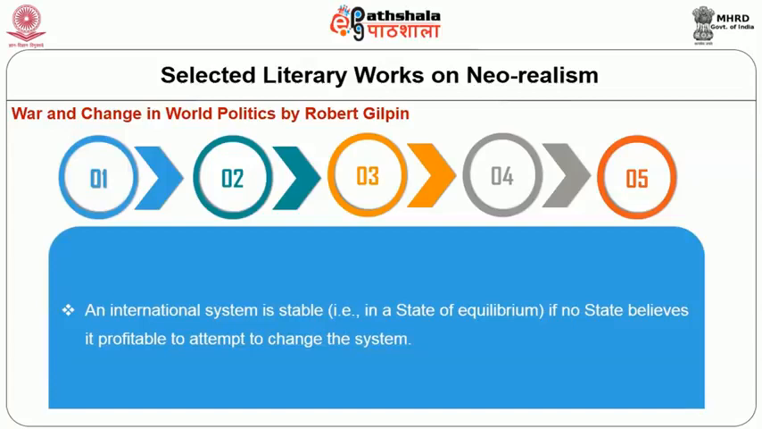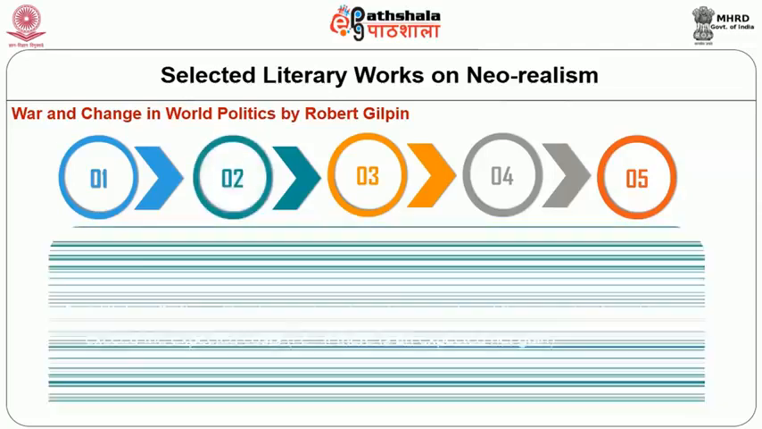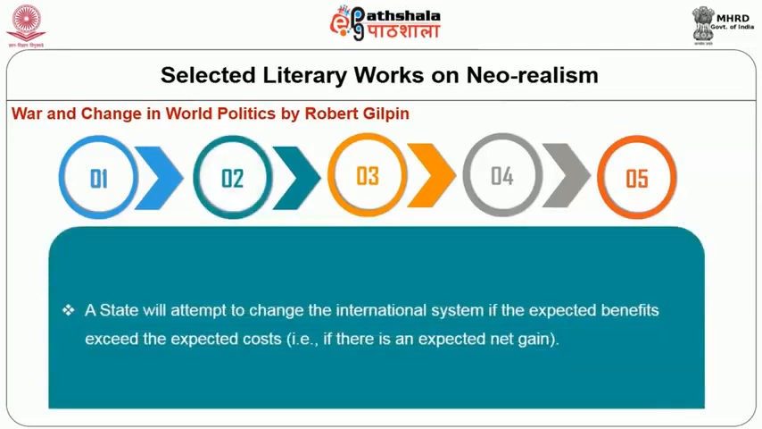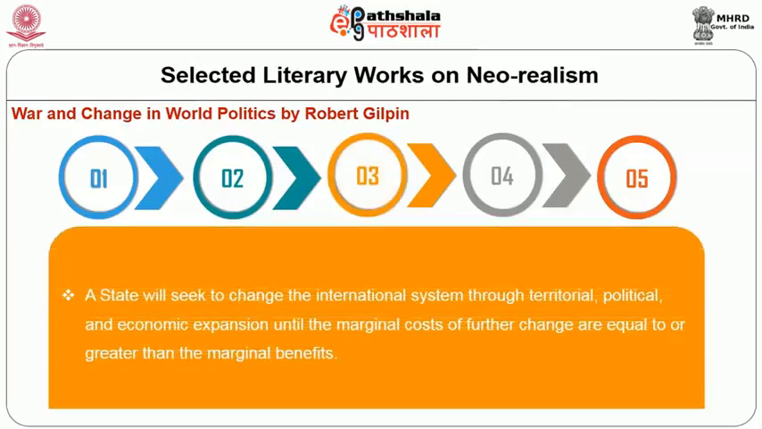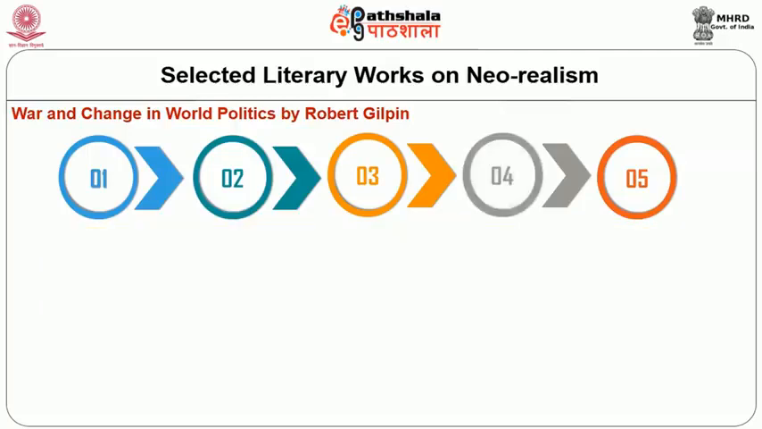First, an international system is stable if no state believes it to be profitable to attempt to change the system. Second, a state will attempt to change the international system if the expected benefits exceed the expected costs. Third, a state will seek to change the international system through territorial, political, and economic expansion until marginal costs for further change are equal or greater than the marginal benefits.